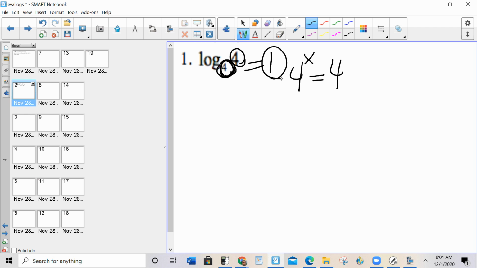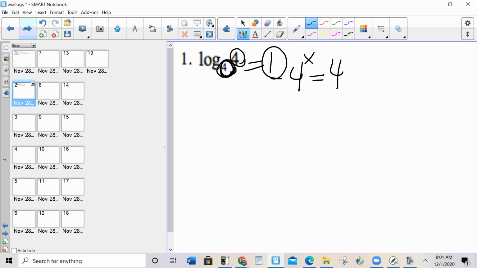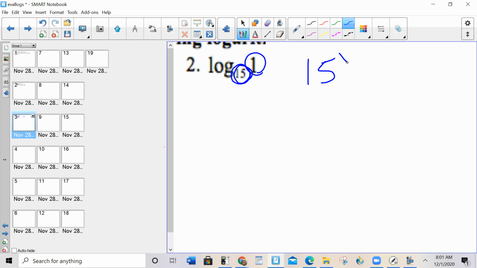To evaluate a logarithm, you're asking yourself, what exponent am I raising the base to get the value? I'm raising 4 to the first power to get 4. Number 2, the base of the log is 15. So I'm asking myself, 15 to what power is 1? Well, anything to the 0 power is 1, so that would be my answer.